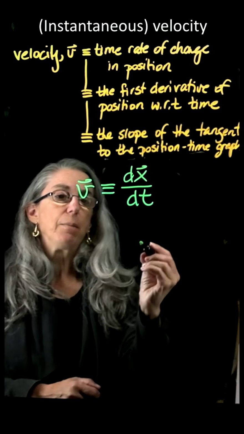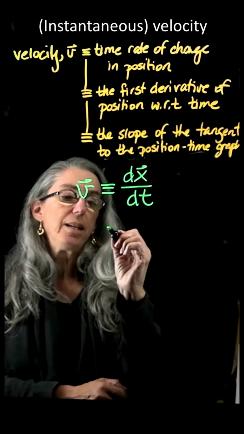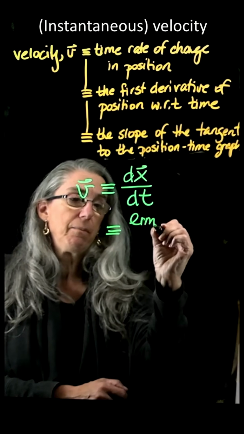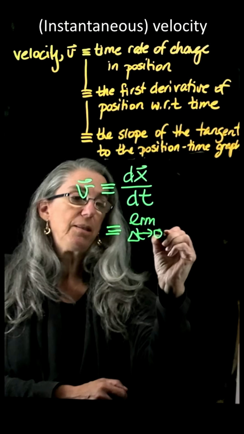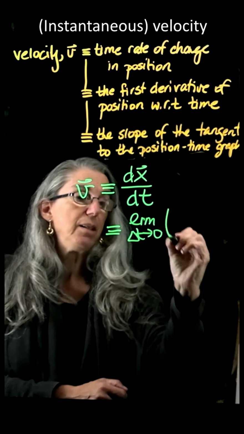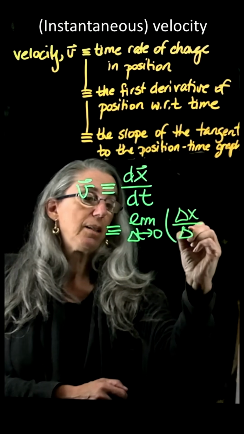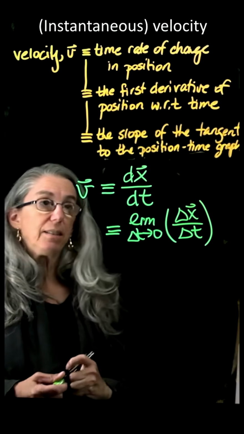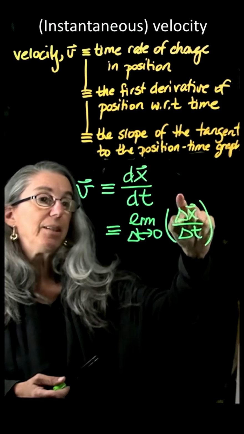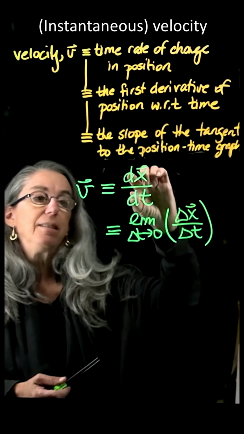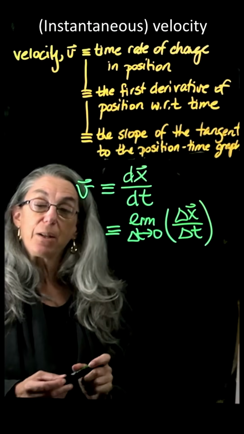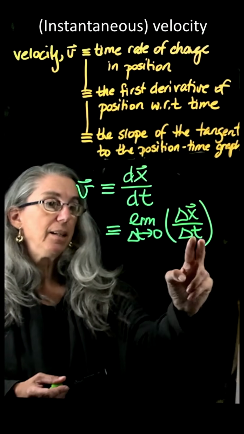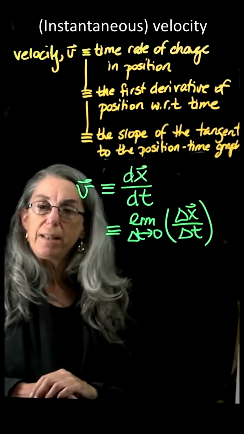That's the notation, but how do we actually do that? It turns out that that is the limit as delta t goes to 0 of the average velocity, which we could write as delta x over delta t. So the instantaneous velocity is written with d's instead of deltas. The average velocity is written with deltas. The instantaneous velocity is written with d's, and that means take a derivative. The instantaneous velocity is the limit of the average velocity as we shrink the time interval.